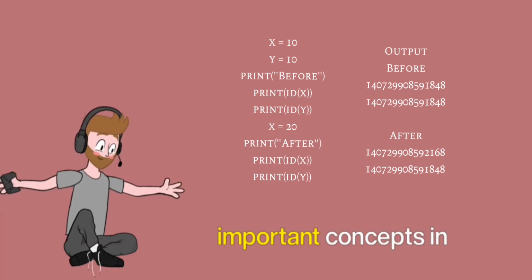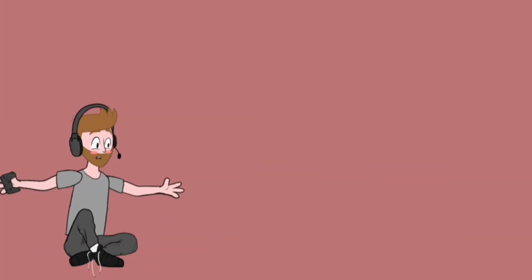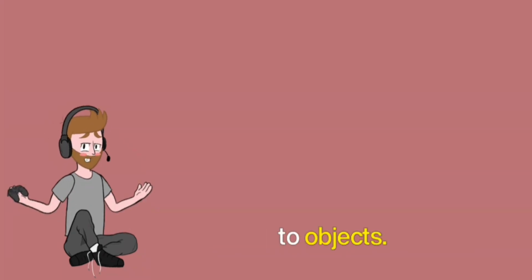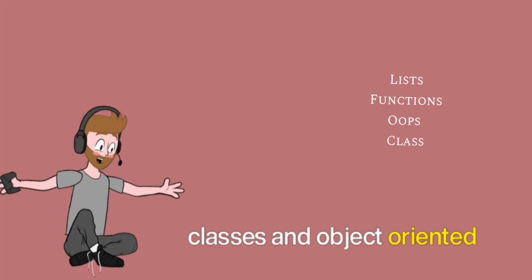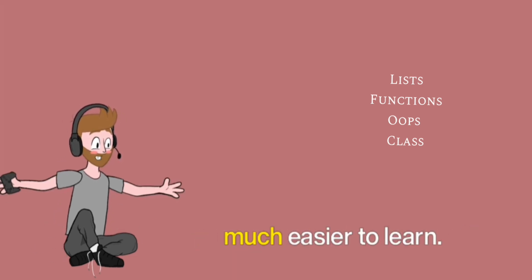This is one of the most important concepts in Python. Variables are not the actual data. Variables are references to objects. Once you understand this, topics like lists, functions, classes, and object-oriented programming will become much easier to learn.